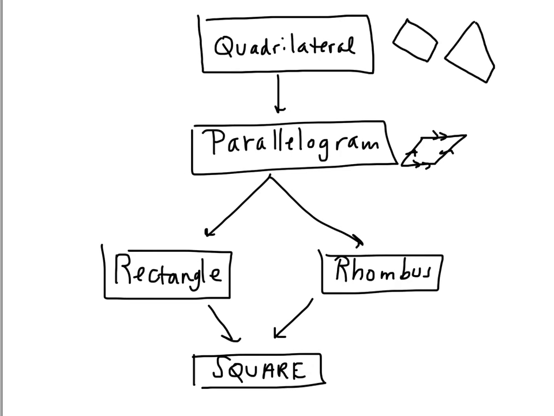But if you go in the other direction, starting at the top and working your way down, a parallelogram is sometimes a rectangle, but it doesn't have to be. A parallelogram is sometimes a square, but not always.